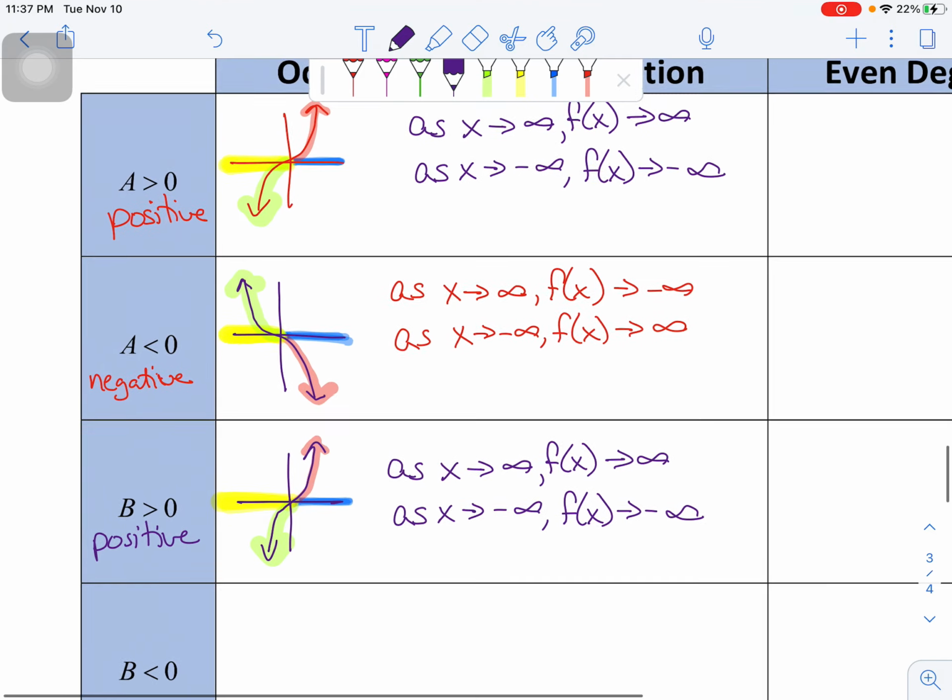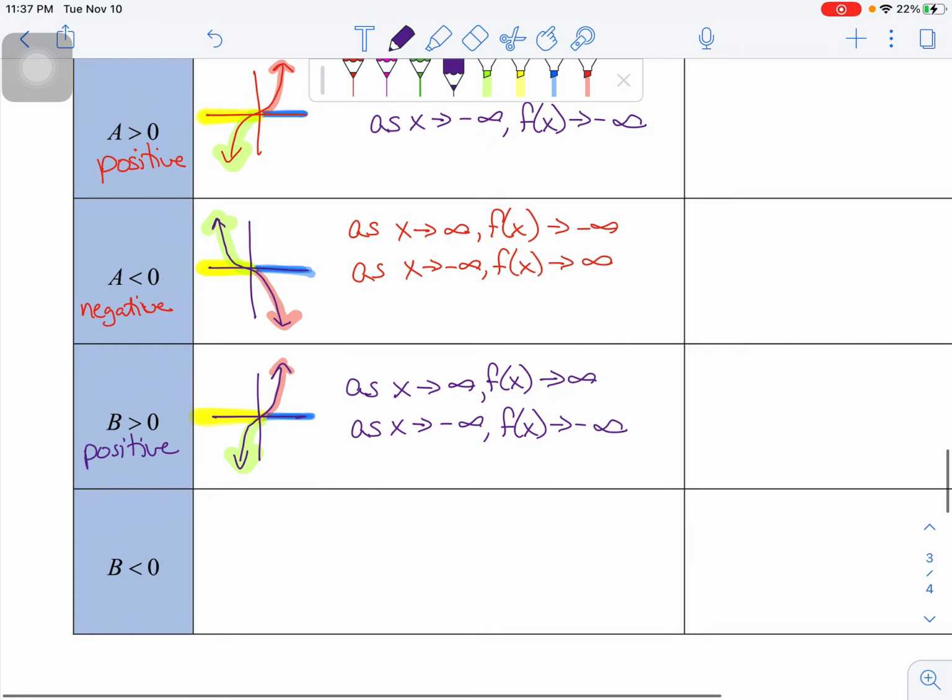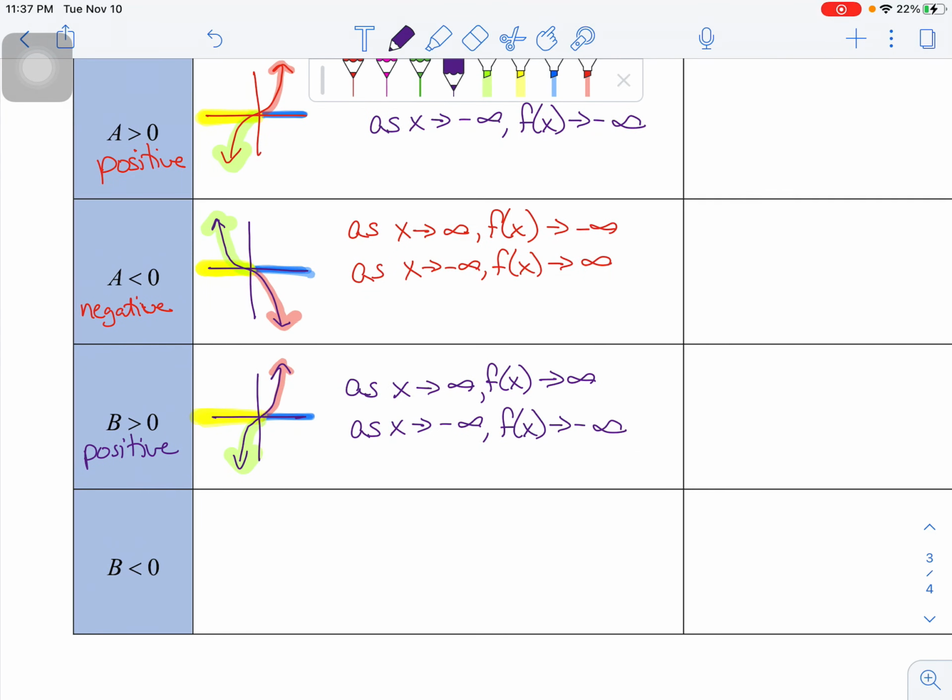And of course, we've got one more here, and that would be if b is less than 0, so that's going to be negative. We want to take this original curve, remember, and reflect it in this case over the y-axis. So this piece in the lower left is going to move over to the lower right, and this piece in the upper right moves to the upper left.